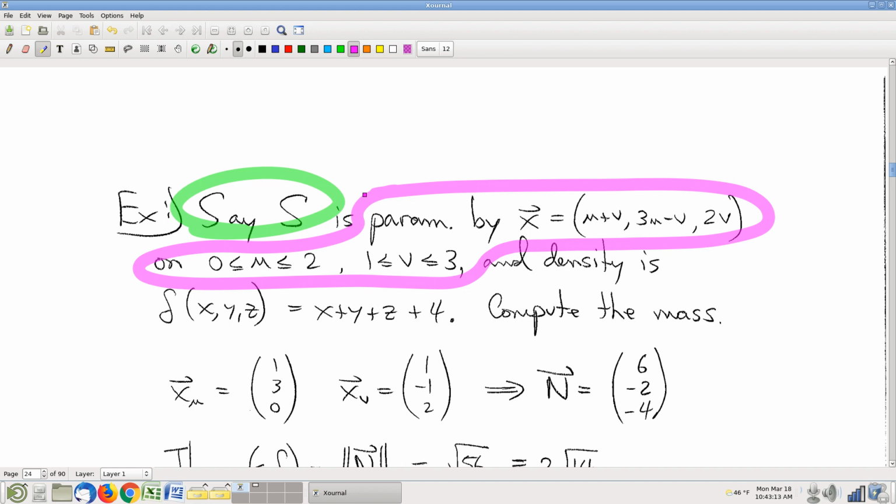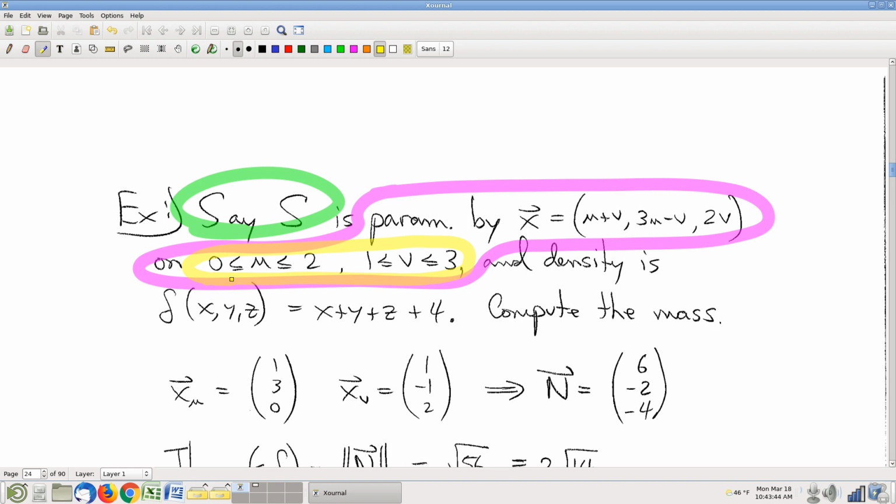But just to get our hands dirty, first time through, here's the parameterization of our surface S. And notice, implicit in this parameterization, I'm telling you the range of values that traces out S. I'm actually telling you what the pullback domain is in the UV plane. The pullback domain is going to be the rectangle where U is between those values and V is between those values.